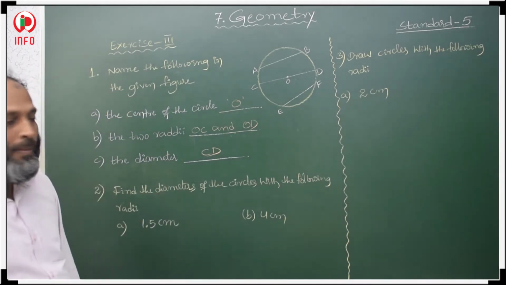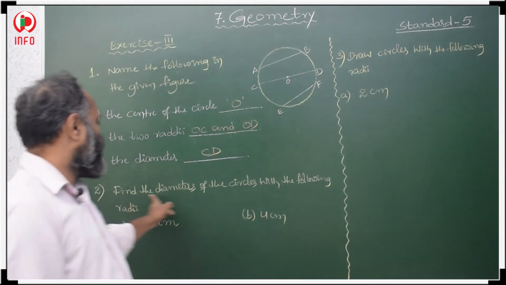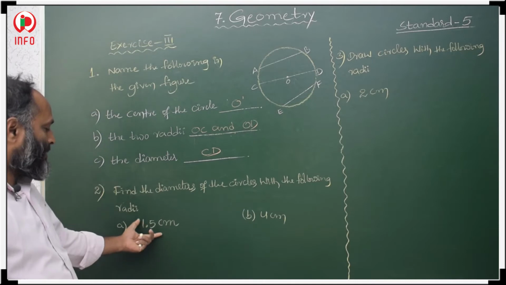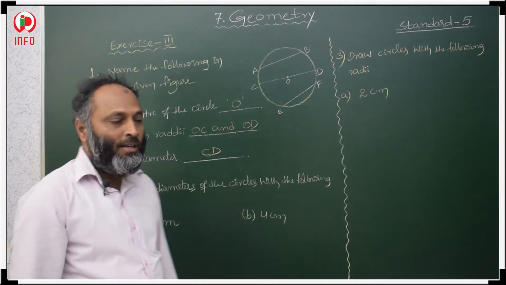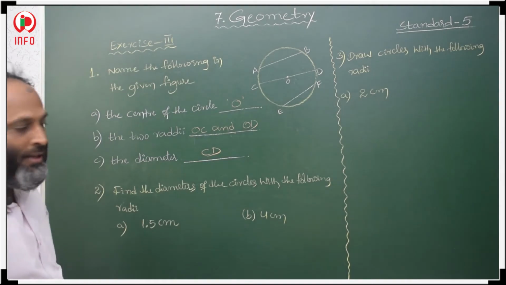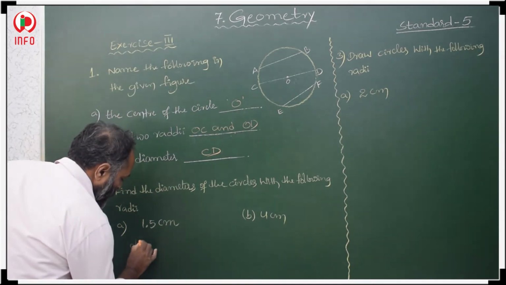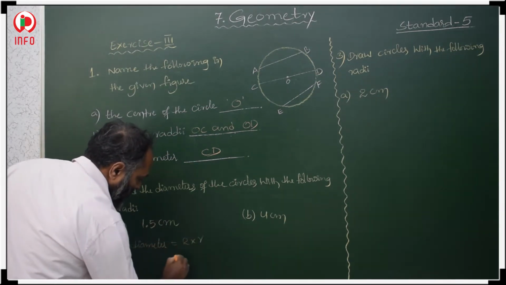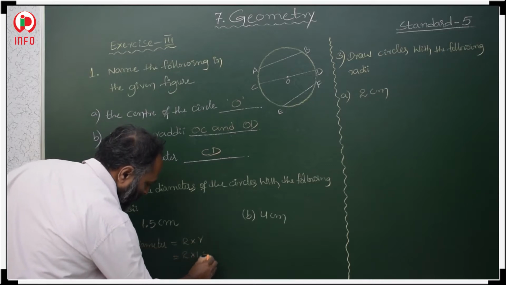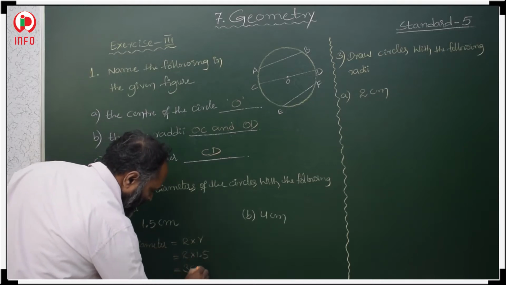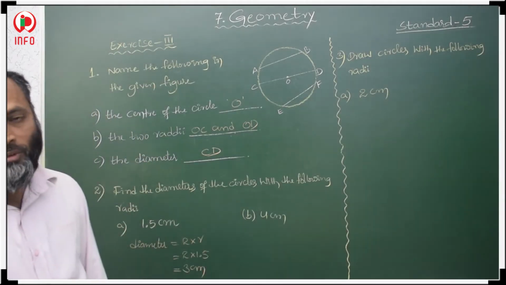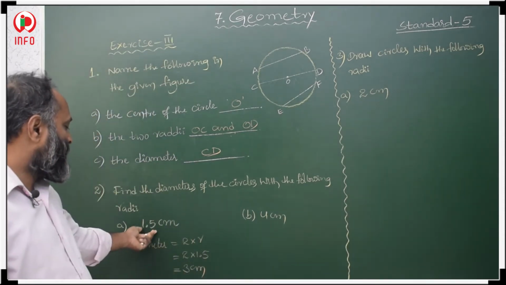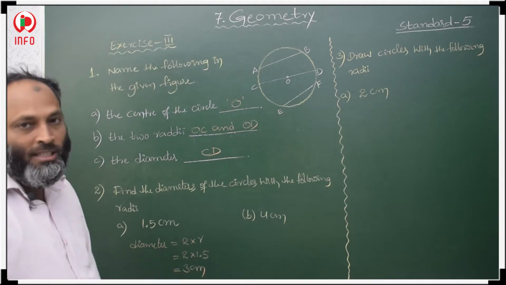Okay. Now, in the second question, find the diameters of the circles given. Here the radius of the first circle and the radius of the second circle are given. So, radius is given, we have to find diameter. The diameter formula: diameter is equal to 2 into radius. 2 into 1.5 is 3. That means we add 1.5 plus 1.5, 2 times, and you will get 3. So, if the radius is 1.5 centimeters, then the diameter is 3 centimeters.